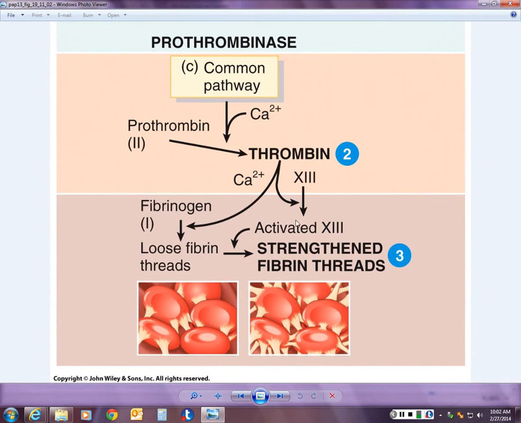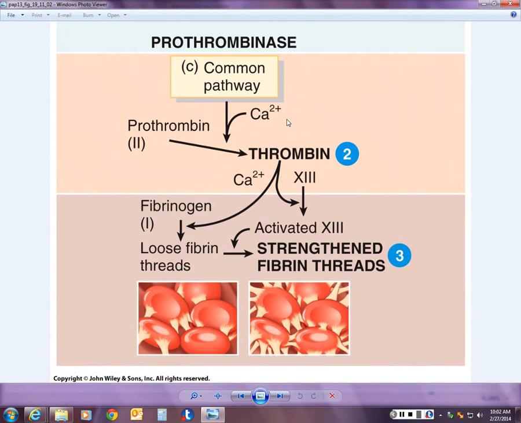So to recap the common pathway here in its two major steps, you have prothrombinase converting prothrombin into thrombin, and then once we have thrombin, thrombin will convert fibrinogen into fibrin. Remember, both of these steps need the presence of calcium in order to proceed. Without calcium, neither step is going to proceed accurately.